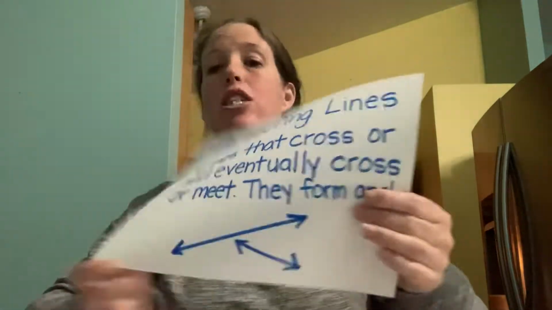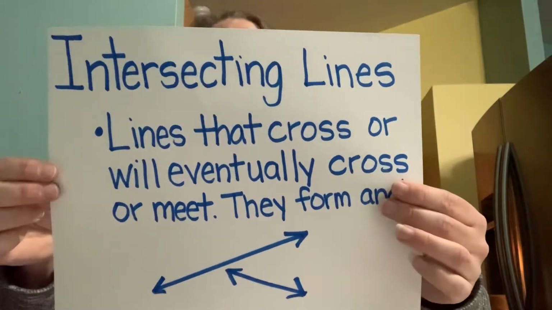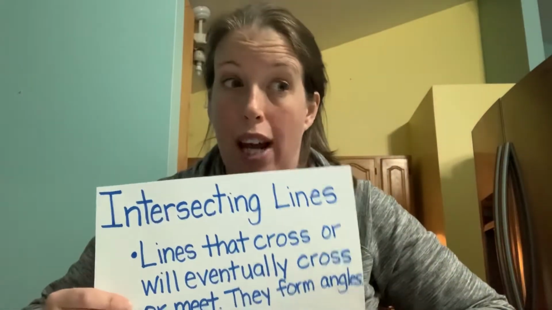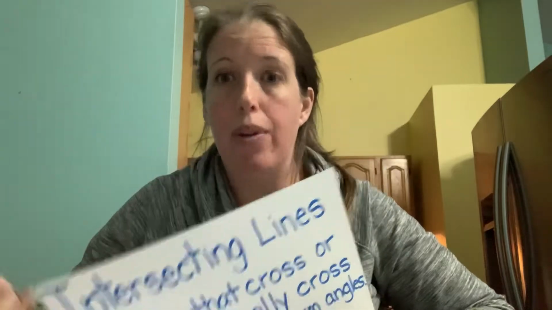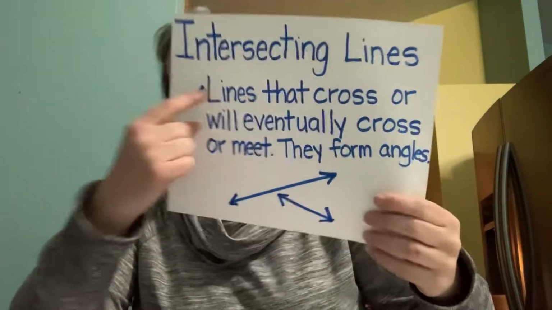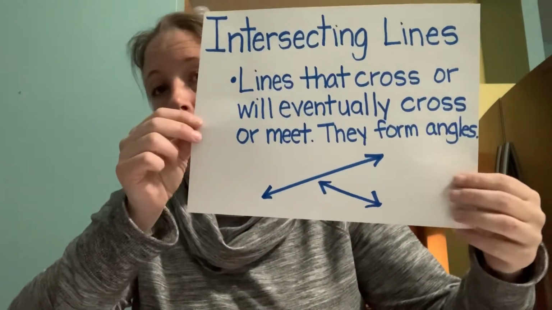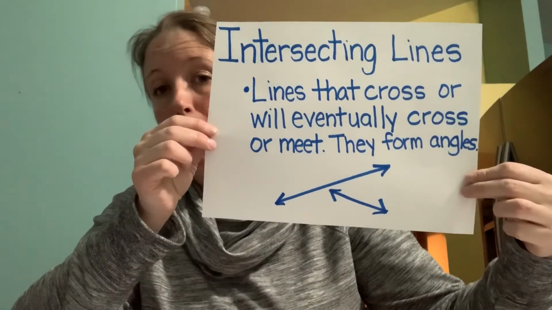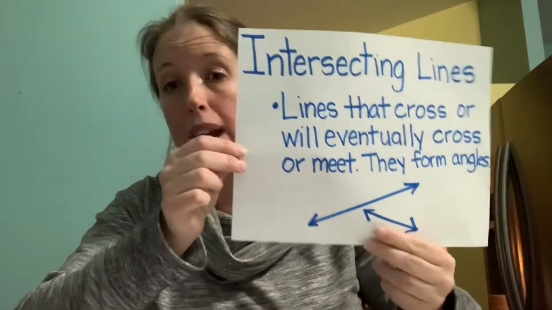The next type of line is called an intersecting line. And the word intersect means to cross. You might have heard the word intersection in your town. 7th Street and Franklin, they intersect, they cross each other. So intersecting lines are lines that cross, or they will eventually cross or meet, and they do form angles.